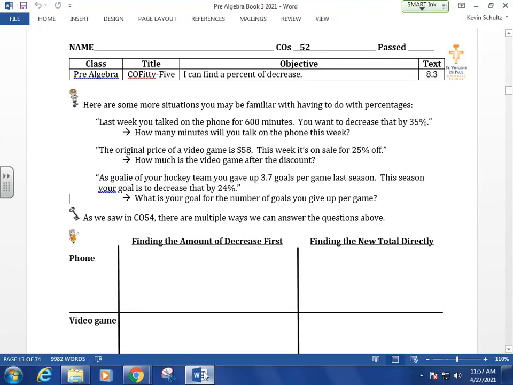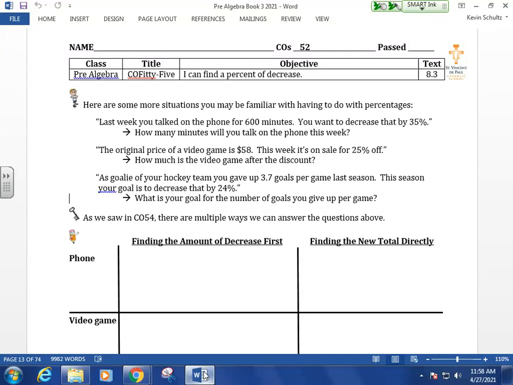We are here to talk about CO55, no doubt your favorite objective that we've covered so far. And this is going to be about finding a percent of decrease. And if you think back to CO54, where we found a percent of increase, well, the opposite of increase is decrease. And so this objective is going to have some connections back to 54, but ultimately just kind of be the opposite of what we did there.